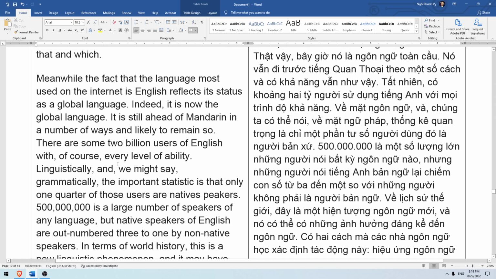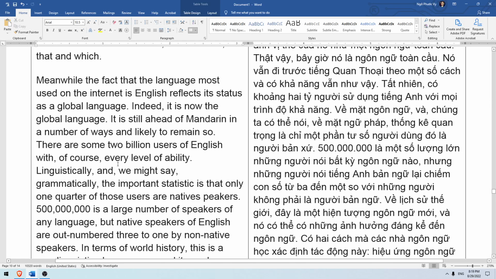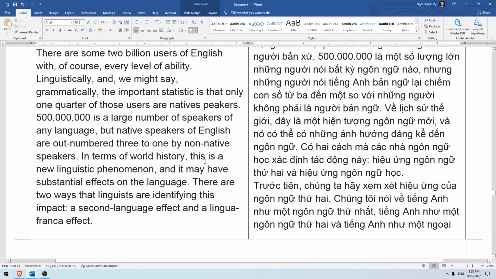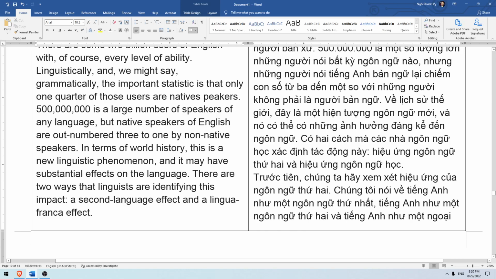Meanwhile, the fact that the language most used on the internet is English reflects its status as a global language. Indeed, it is now the global language. It is still ahead of Mandarin in a number of ways and likely to remain so. There are some 2 billion users of English with, of course, every level of ability. Linguistically, and we might say grammatically, the important statistic is that only 1/4 of those users are native speakers.